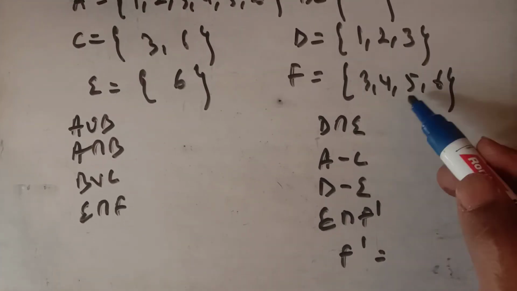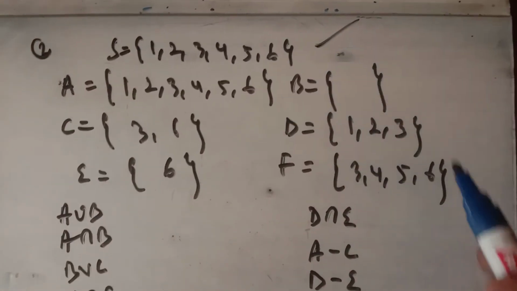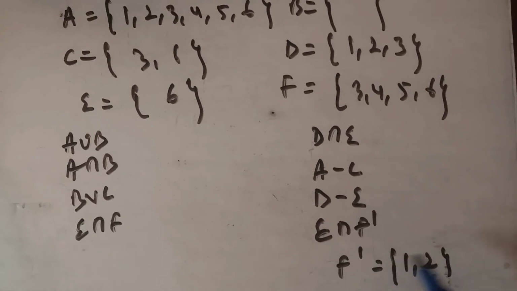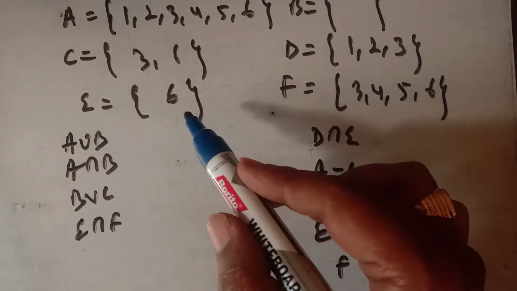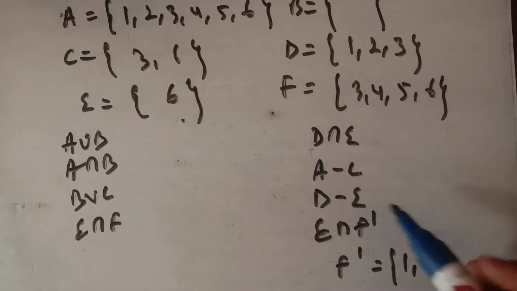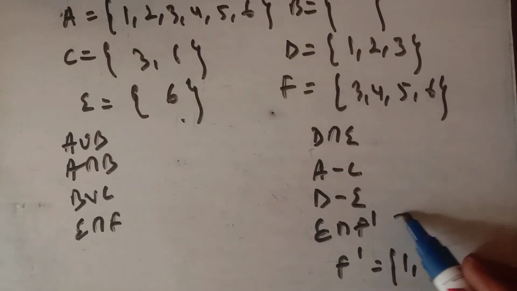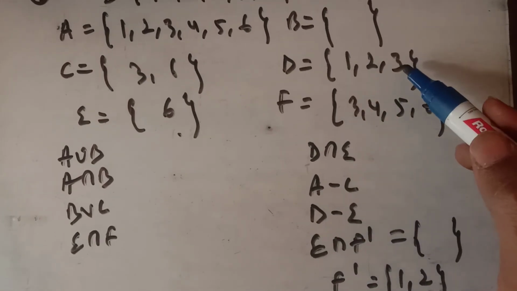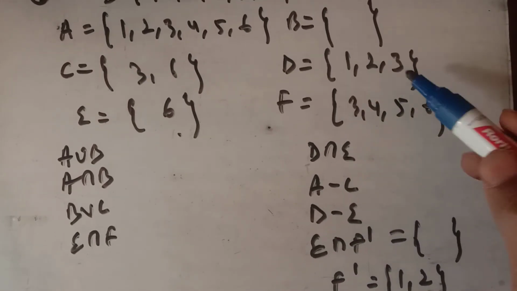Now what is F complement? तो those elements which are not in F but in the sample space. तो इसमें क्या नहीं है, 1 2 नहीं है. This is 1 2. ठीक है. Now you have to find E intersection F complement. तो इसमें और इसमें common लेना है, तो इसमें 6 है और इसमें, तो इसका empty आ रहा है. This is empty.